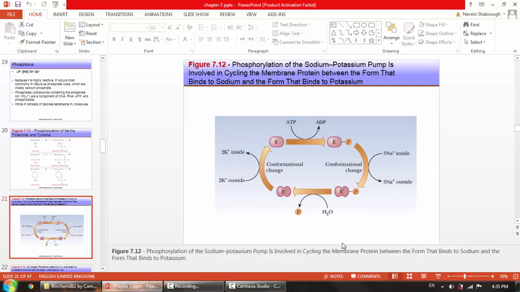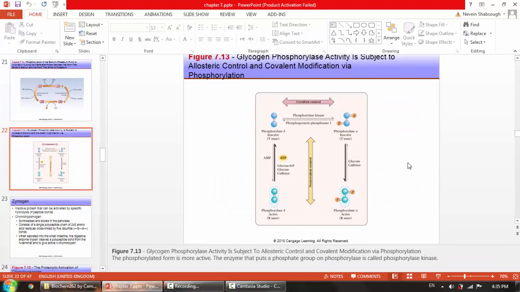A second example is glycogen phosphorylase. Glycogen phosphorylase catalyzes the initial step in the breakdown of glycogen that is stored in the muscle. It exists in 2 forms: the phosphorylated form called glycogen phosphorylase A, and the dephosphorylated glycogen phosphorylase B. Usually the A form is more active than the B form.